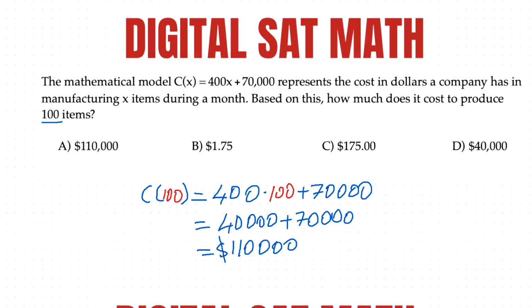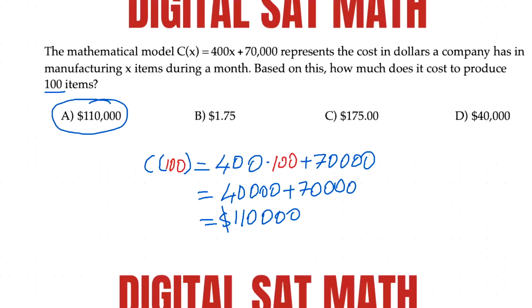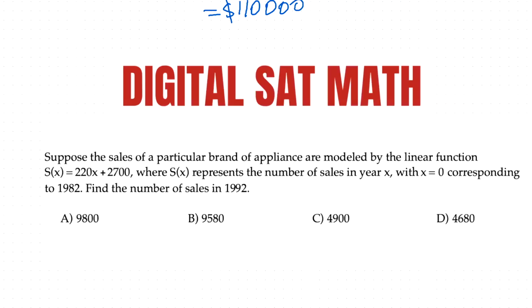This much will it cost to produce 100 items in this place. So it is $110,000. Let's move on to the next one. In this question, we have another problem.